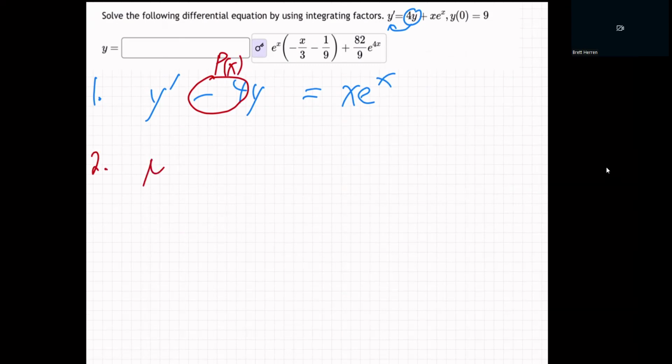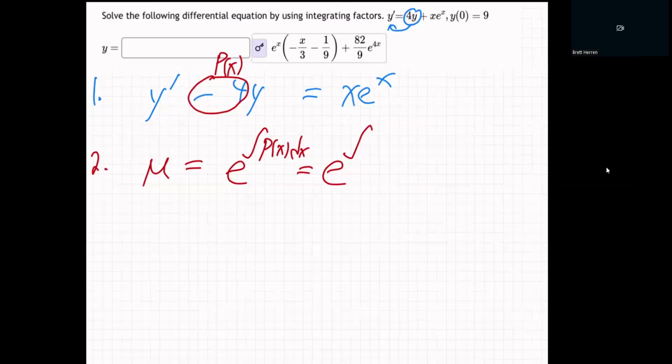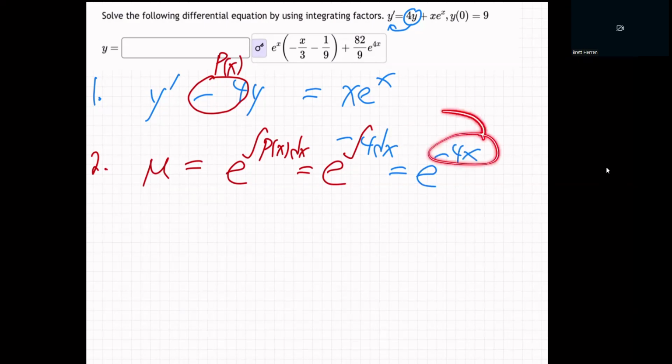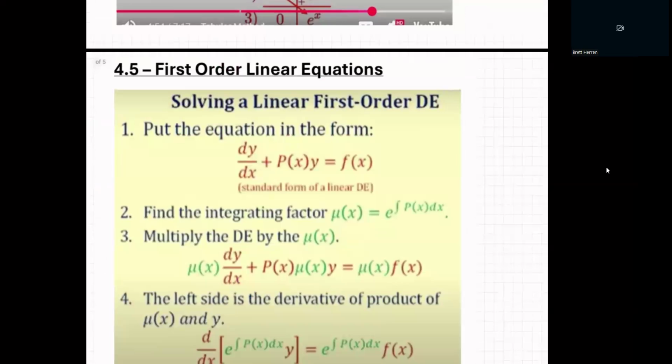Well, in step two, my mu, my integrating factor, is e to the integral p of x dx. What's p of x? Minus 4, so I'll put a minus 4 dx. What's that going to be? That's e to the minus 4x, right? Because you take the derivative of minus 4x, it'll go back to minus 4, won't it? So that's the integrating factor. So that's step two.